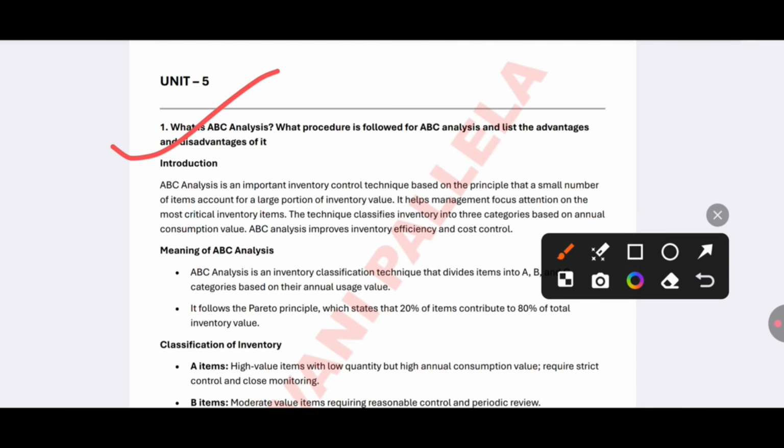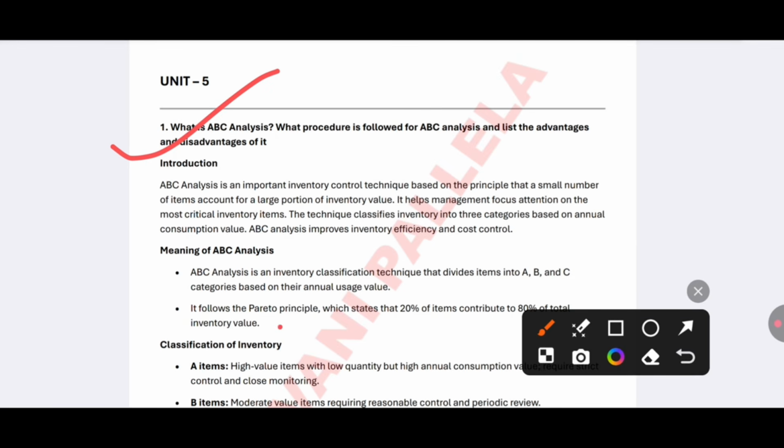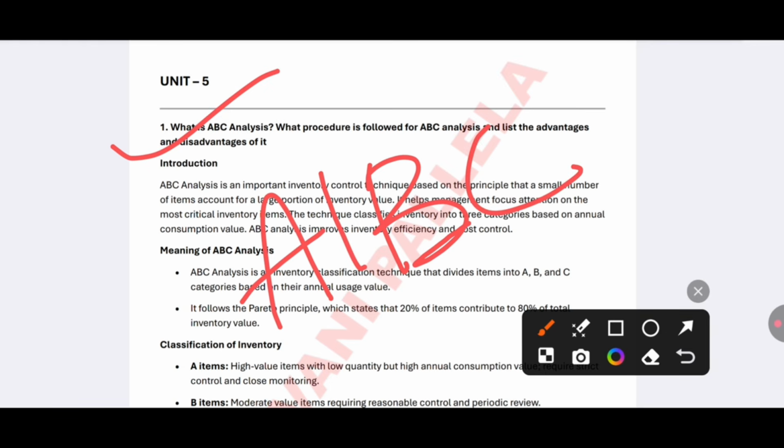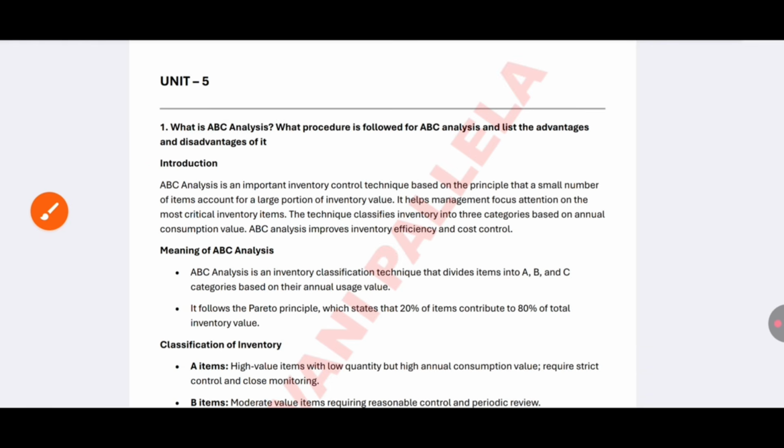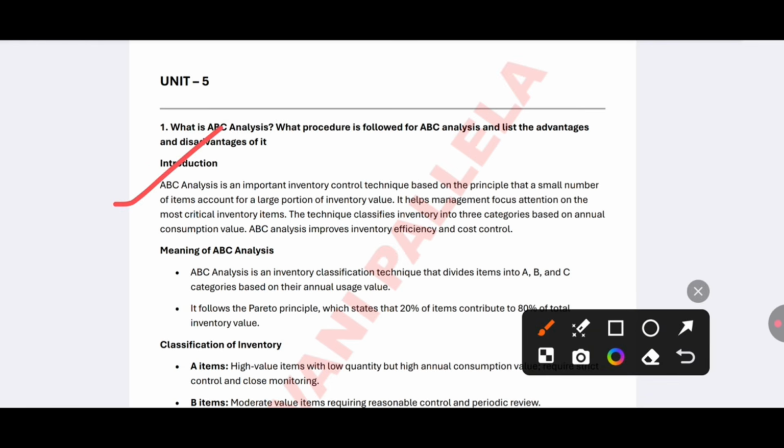So the first important question is: what is ABC analysis? Explain the procedure, advantages and disadvantages. So what is ABC analysis? ABC full form is Always Better Control. So ABC analysis is an important inventory control technique.